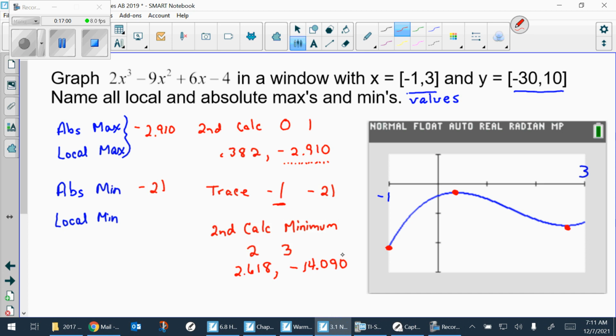-14.090. Again, feel free to press pause and do this stuff as I'm doing it. Just don't take my word for it. But that local minimum value, if they ask at what X value does it occur, well, that's right here. If they ask for the Y value, and now we've named our absolute max, our local max, our absolute min, and our local min. So a calculator can be very helpful for things like this, if you're allowed to use your calculator.